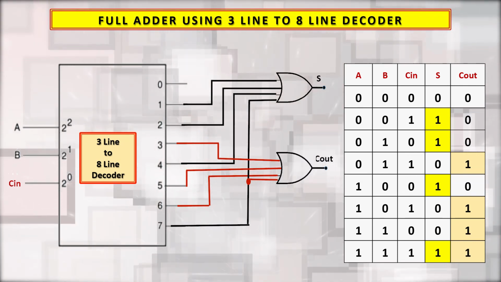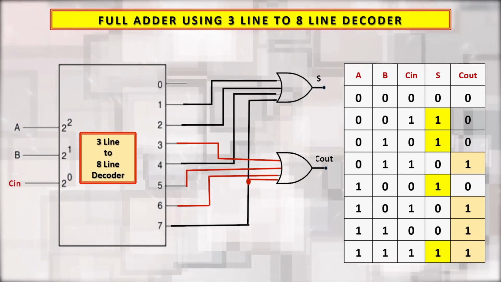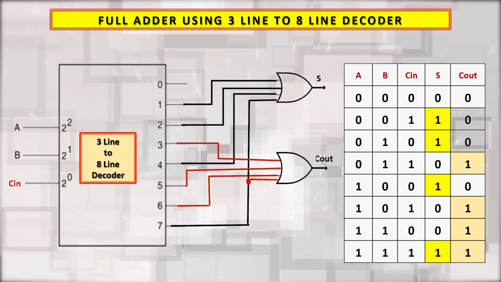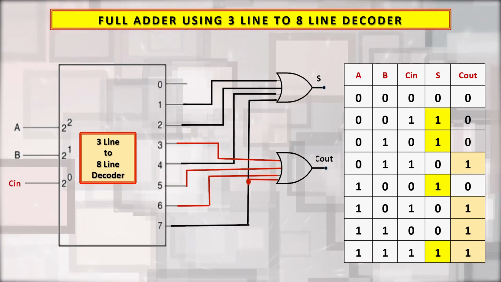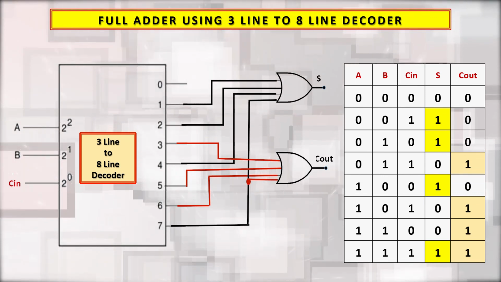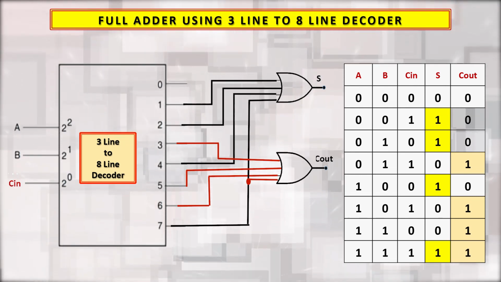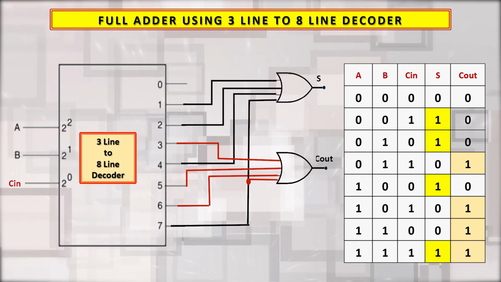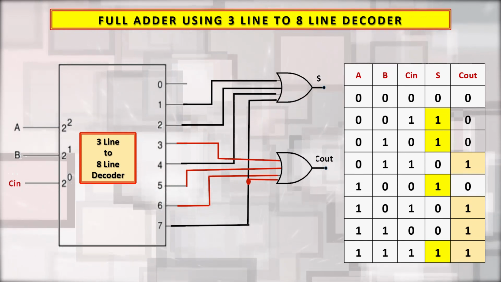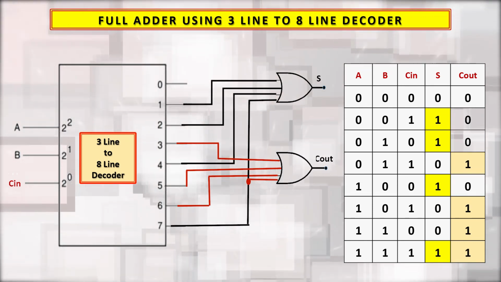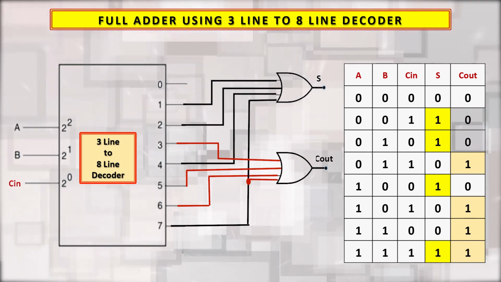So, in the truth table you can see the inputs A, B and C in vary from 000 to 111, and accordingly when the input A is 0, B is 0, C in is 0, sum is 0 and carry is 0. When A is 0, B is 0 and C in is 1, the sum bit is 1 and carry is 0. So, accordingly this summation is done, that you can see in the truth table. When A is high, B is high, C in is high, sum is high and carry is also high. So, this is the truth table.